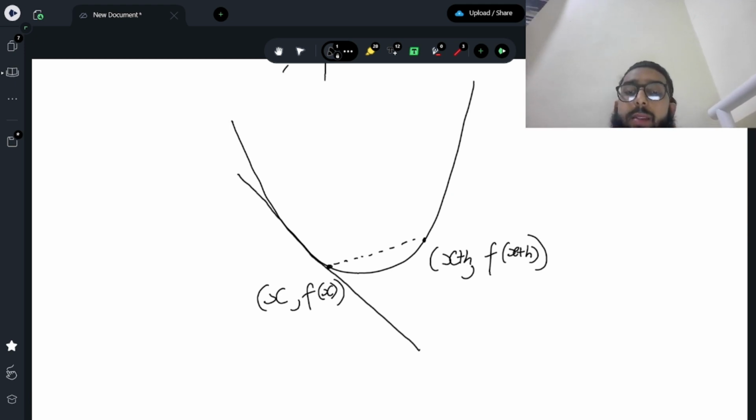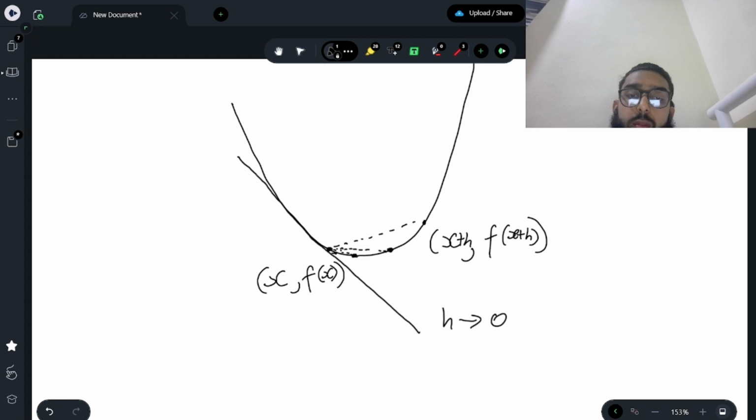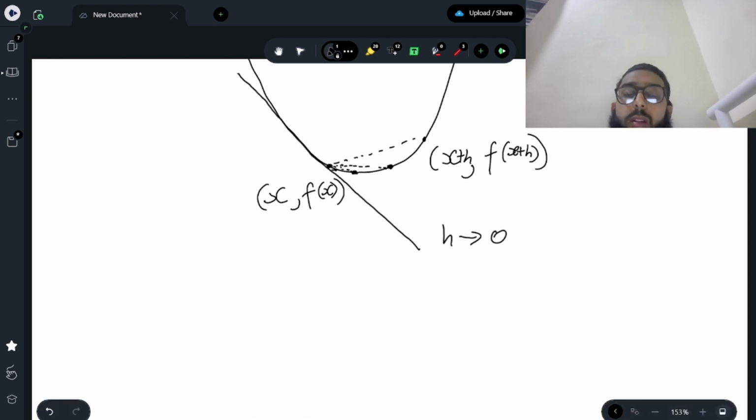Now you'll notice that as this point h gets closer, the line between these gets more similar to this tangent. Let's say we draw another point here. This line is also very similar, and more and more. So what you'll notice is, as this h value gets smaller and smaller, the gradient becomes more and more like that tangent. So as this h approaches 0, our tangent line gets closer to this line between x and x plus h. So how can we denote this?